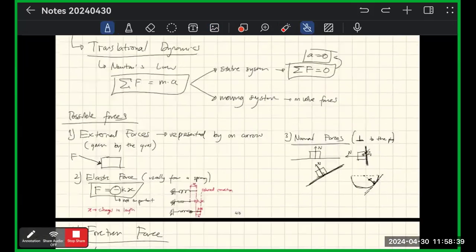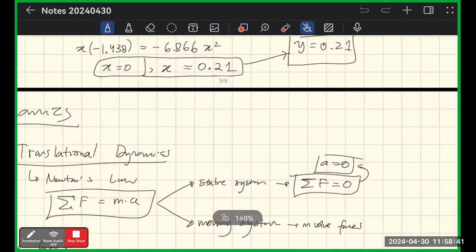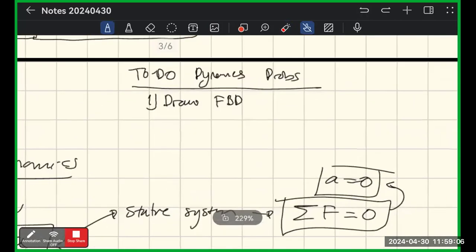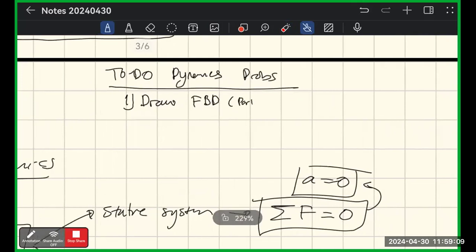Before that, I would like to give you a little bit of tips to do dynamics problems. It's very easy. One, just draw a free body diagram. If you already draw a free body diagram, you will already get at least partial points, at least if you draw it correctly.